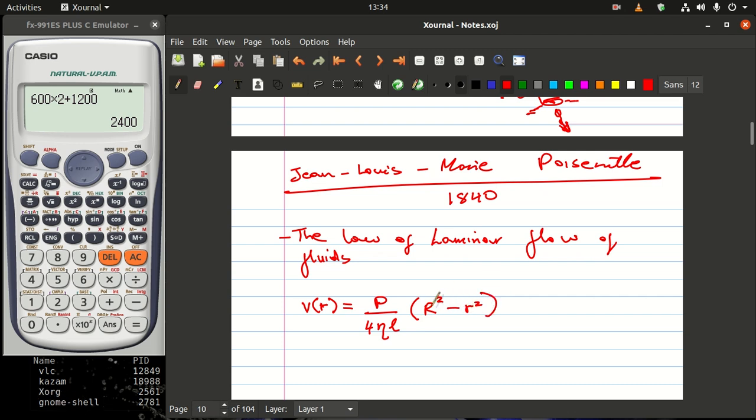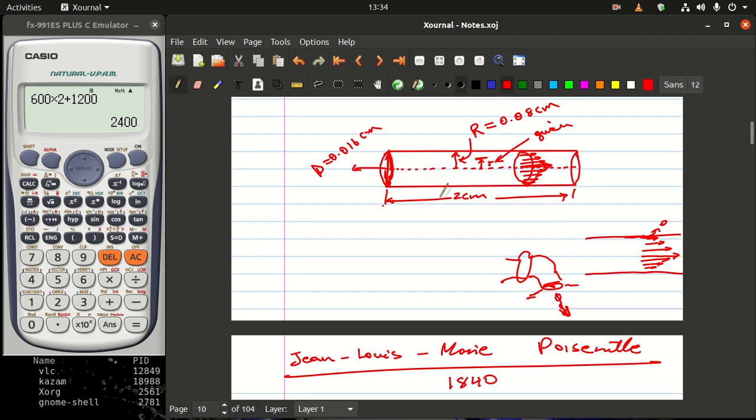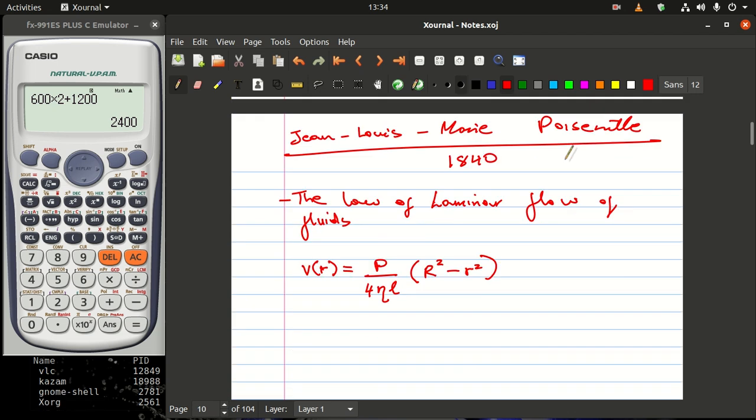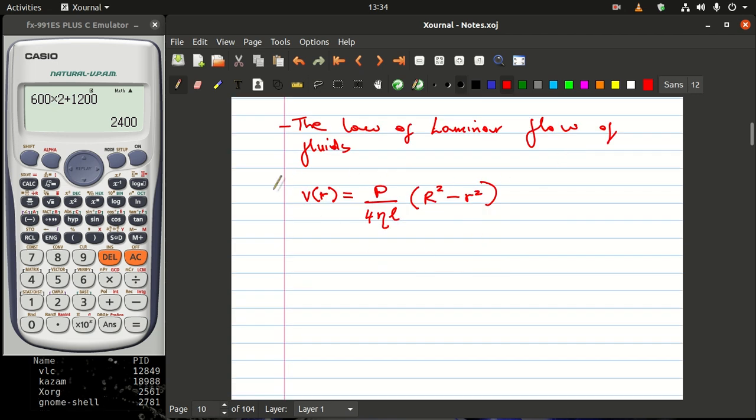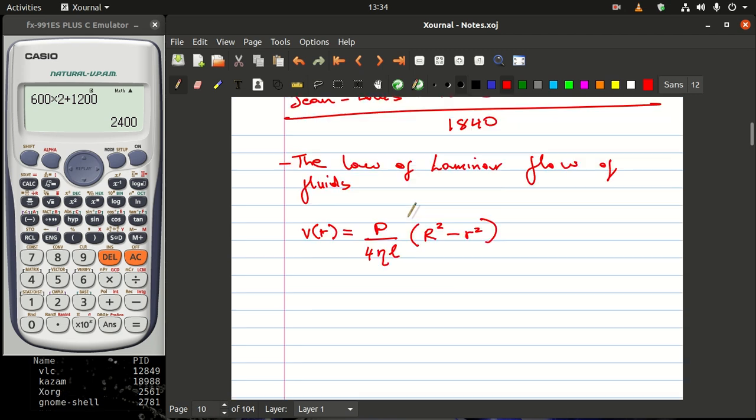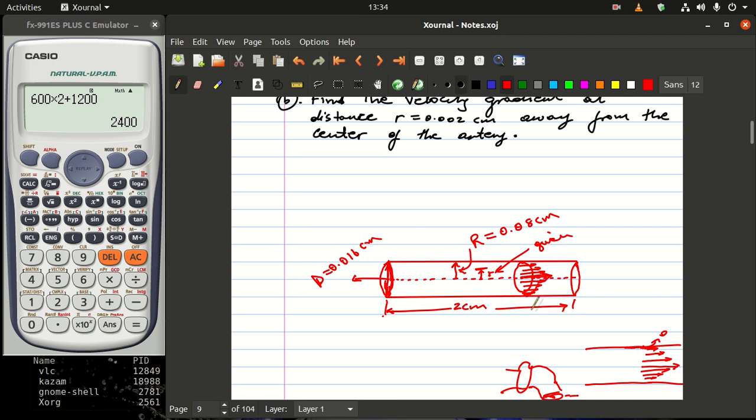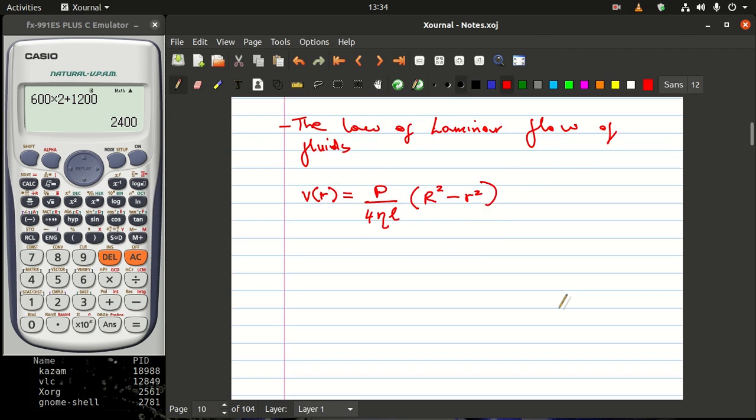So this one is the radius of the artery, and this one here is the distance from the center. Jean actually found this out, whereby this one is the pressure or the force per unit area, this one is viscosity or how thick the fluid is, and this one is the length of the artery, like this here in the diagram. If you look carefully at what is given, you will find that we have all these things here.